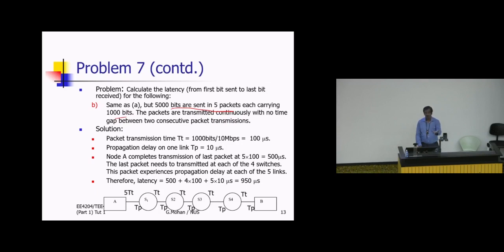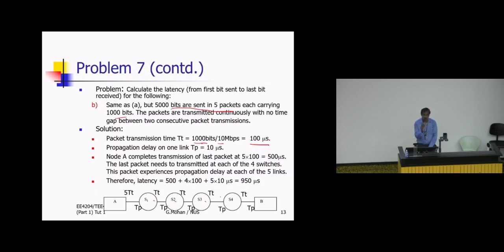Again, the question is how to calculate the transfer time. Now the packet transmission time, because the packet is smaller or shorter, is 1000 divided by 10, that is 100 microseconds. Note that these switches are store and forward switches.